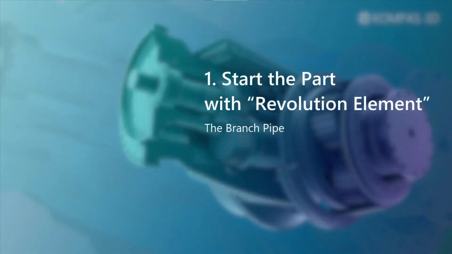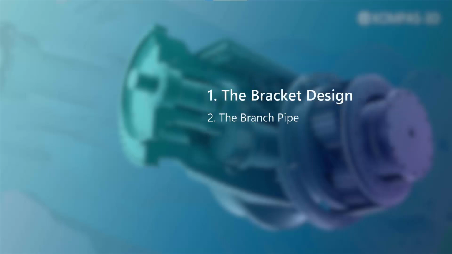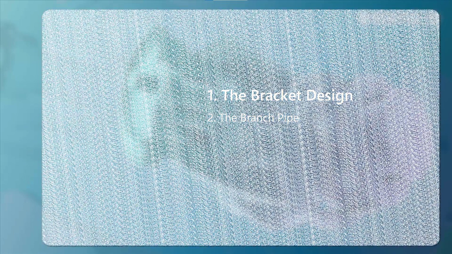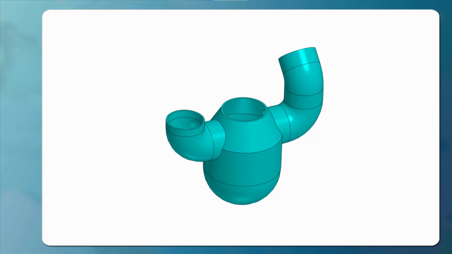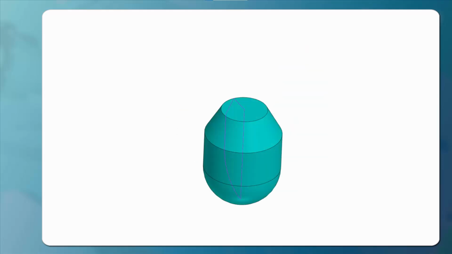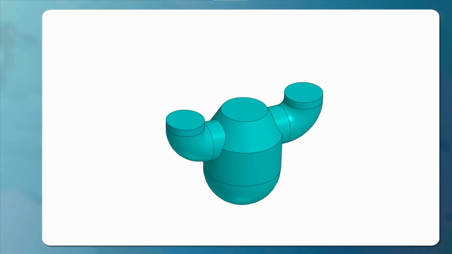This course is the second in the Quick Start series of lessons. We recommend that you take the course The Bracket Design first. In this lesson, we'll create a branch pipe, this one. We'll use the revolution element command, the element by path command, using sketches as path, and the mirrored array command to create a symmetrical copy. Finally, we'll use the shell command to make the pipe hollow.